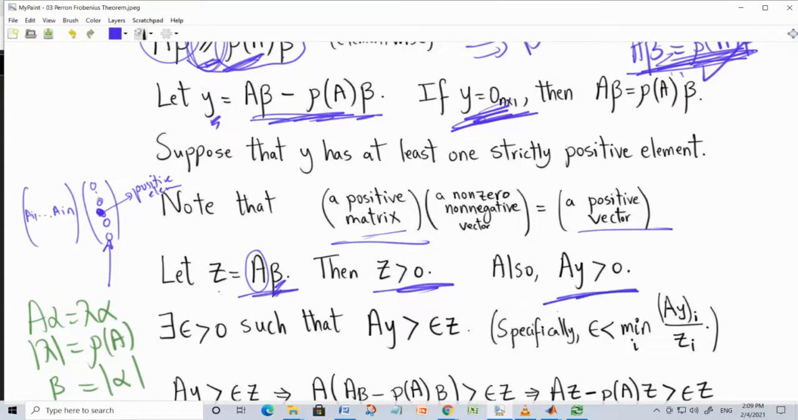Under our assumption, AY is also greater than 0, so this is under our assumption that Y has at least one strictly positive component. Remember that y is A beta minus rho of A beta. So AY is greater than 0 elementwise, and Z, which is A beta, is greater than 0 elementwise.